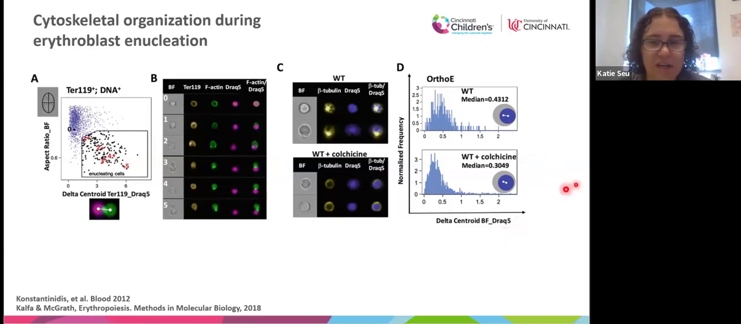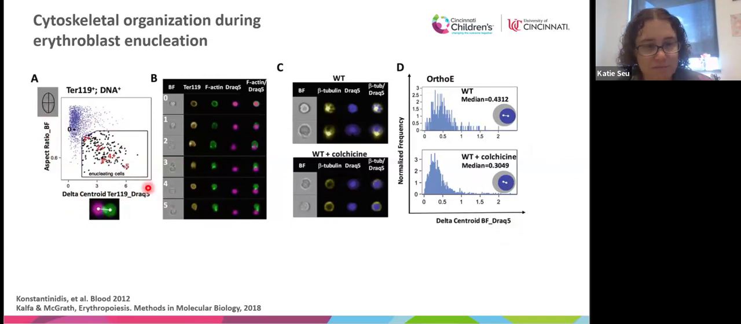And so to do this, you can see here, they utilized the aspect ratio, which is the elongatedness of the cells, the major to the minor axis, and then developed this custom parameter they called the delta centroid. That's basically the distance between the center of the stain for the nucleus and the center for the stain for the membrane, based on the TER119 or whatever membrane marker you have would work. And so this allowed them to identify and find a population that was enriched in cells undergoing enucleation.